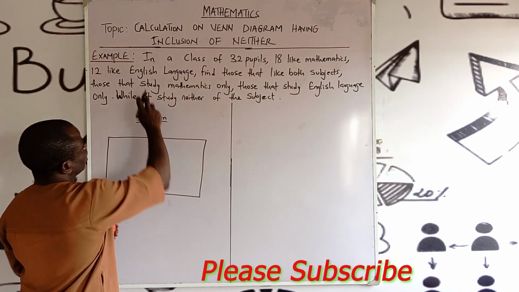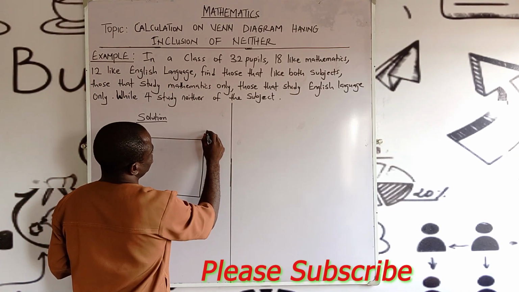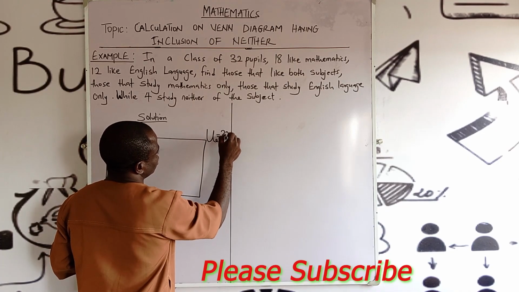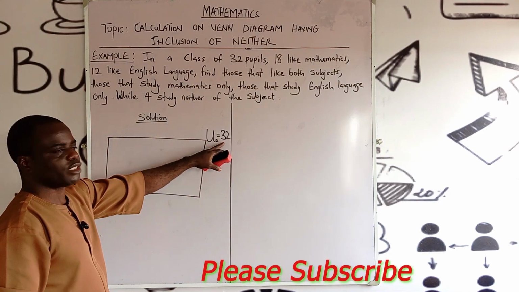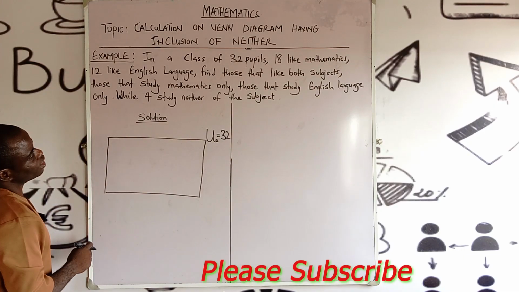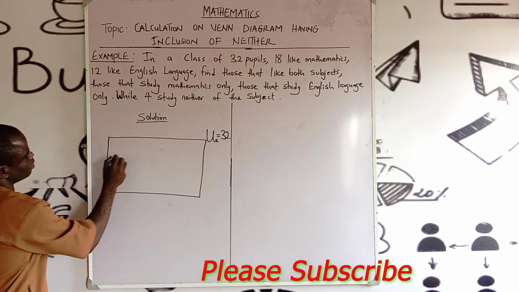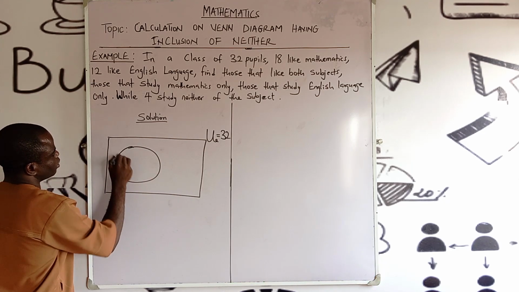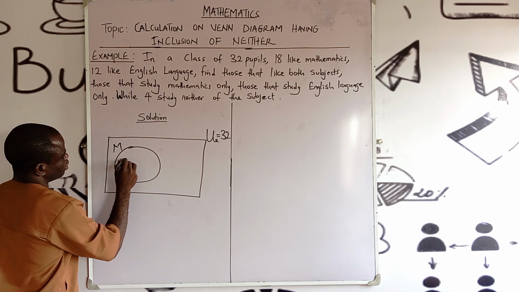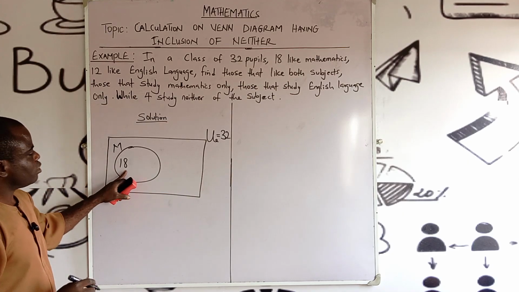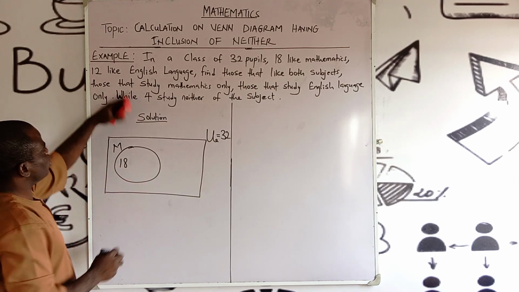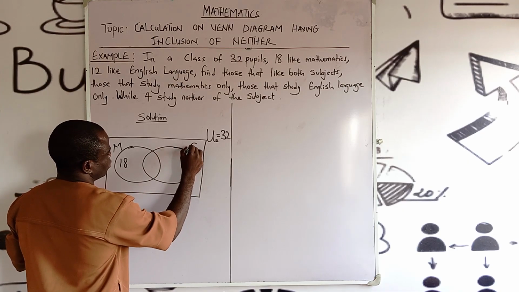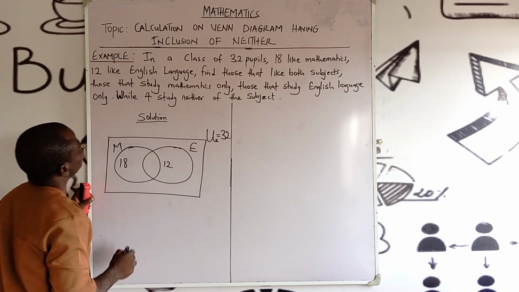In a class of 32 pupils, the union, that is the total number of pupils, is represented here: 32 pupils. 18 like mathematics. The first circle represents 18 for mathematics. 12 like English.